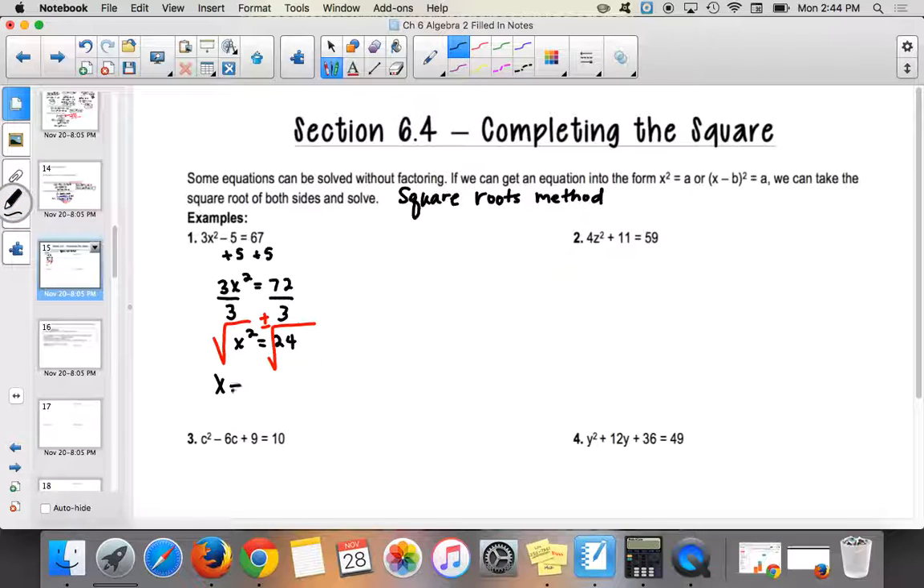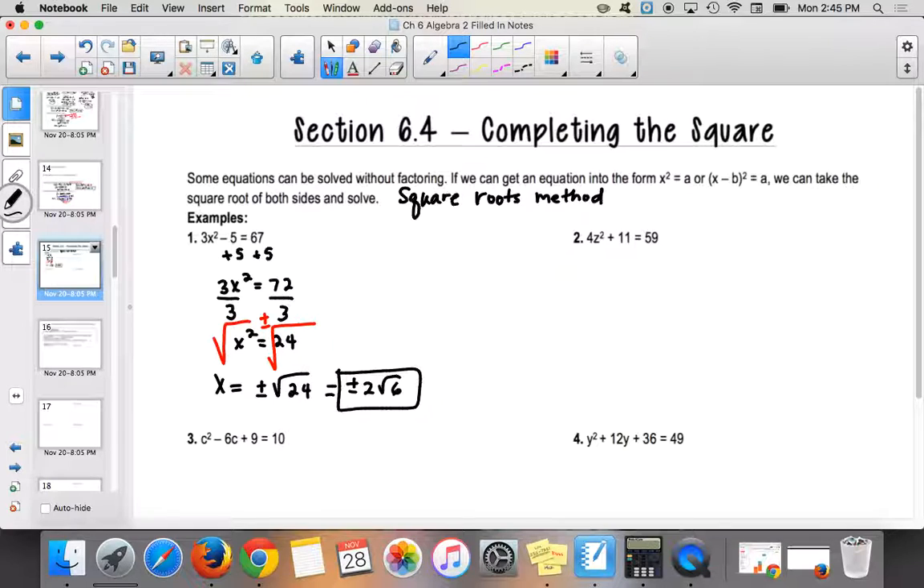So I get x equals plus or minus the square root of 24, which is really like square root of 4 times square root of 6. Do you guys remember simplifying our square roots? So how would we write this? Yeah, plus or minus 2 root 6. And that would be our answer. Okay, so that's the first one. So if we just had x squared in the end, x squared equals a number, we can take the square root of both sides.